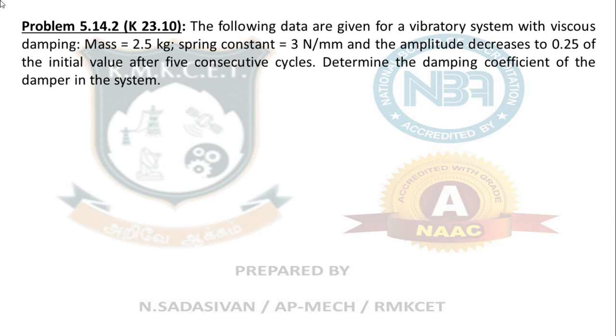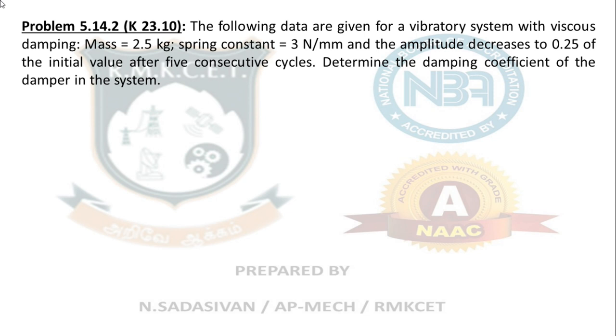5.14.2. The following data are given for a vibratory system with viscous damping: mass 2.5 kg, spring constant. Look at the unit, Newton per mm. What is the meaning of spring constant? Stiffness. It is given as Newton per millimeter. You have to convert it into Newton per meter, therefore multiply by 1000. Okay. And the amplitude decreases to 0.25 of the initial value after 5 consecutive cycles.